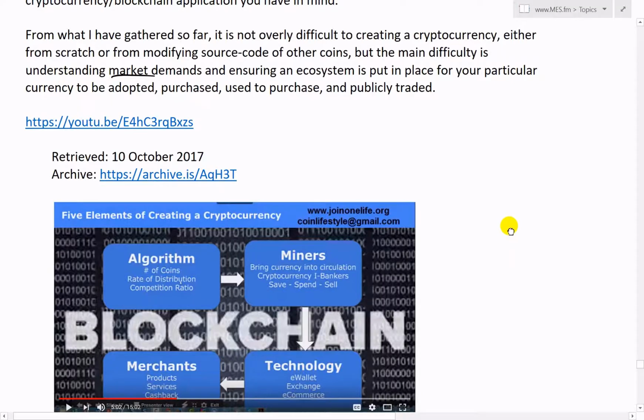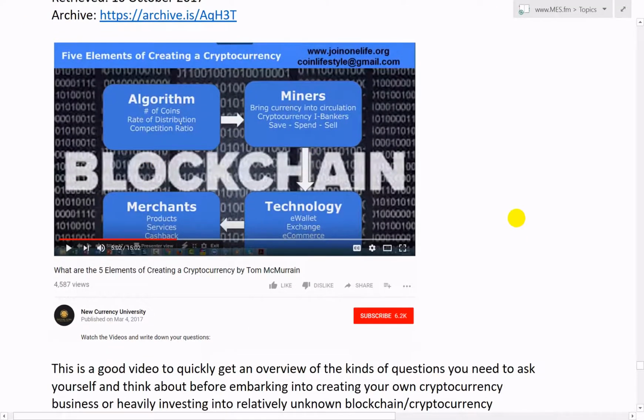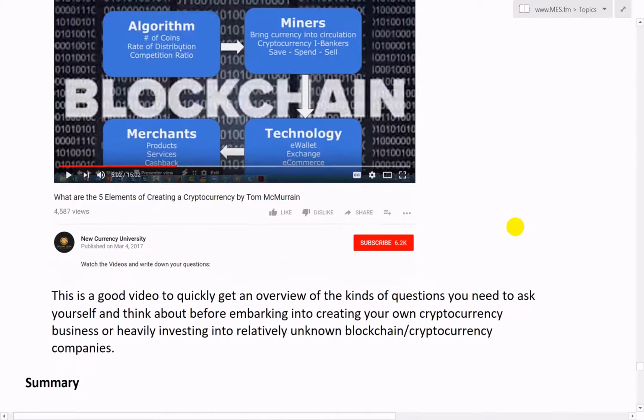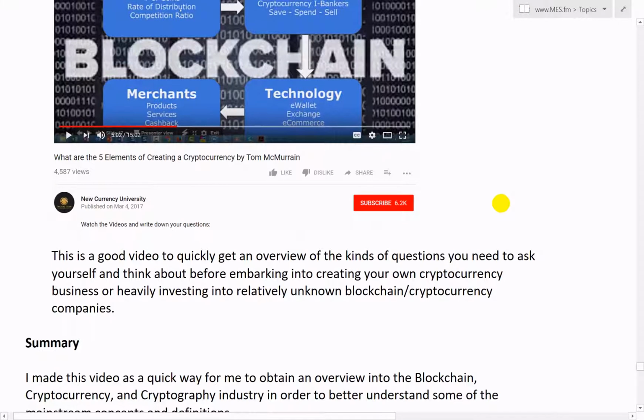And here is a good video that illustrates just some of the elements needed in creating your own cryptocurrency. There's an algorithm, number of coins, rate of distribution, so that's the technical side, and the miners bringing currency into circulation, and save, spend, sell. And then you've got the technology side: you've got to get the e-wallets, exchange, e-commerce, and you've got to get merchants willing to accept your Bitcoin, product, services, cashback, and discounts. This is the part, the main work, you've got to look into.